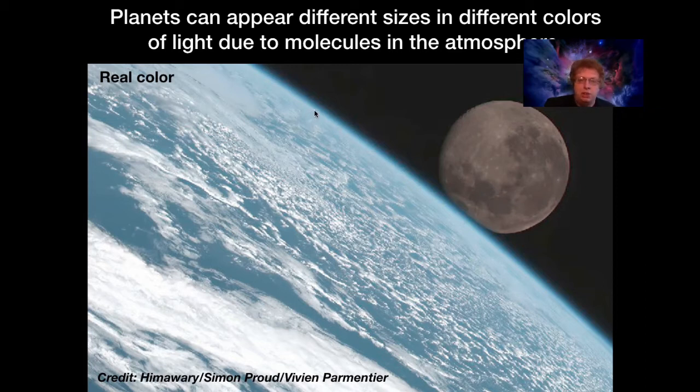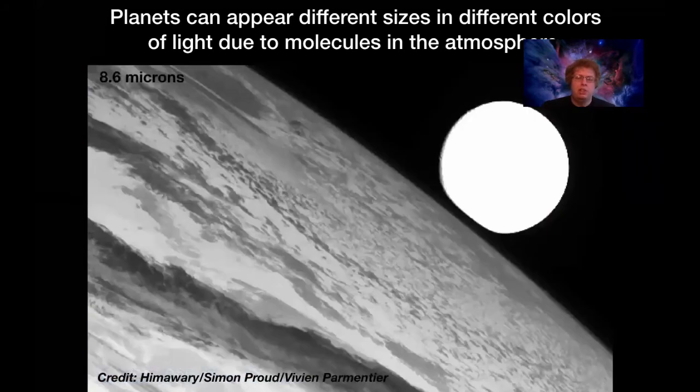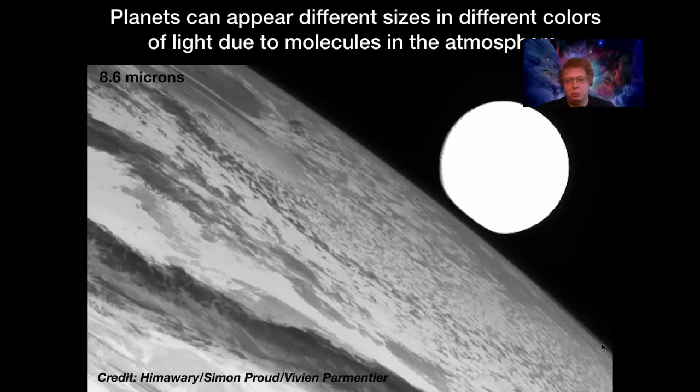It turns out that our atmosphere is not the same transparency at all different colors. So I'll show you a couple of pictures to illustrate what I mean by this. Here's an image of our atmosphere taken at a wavelength of 8.6 microns. So this is infrared light. This is the surface of our planet here. There's really not much you can see in the atmosphere.